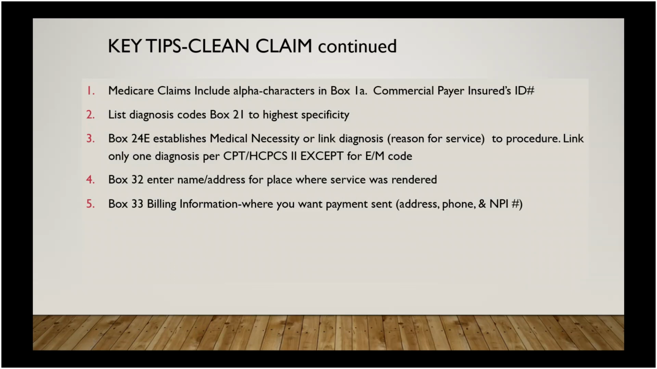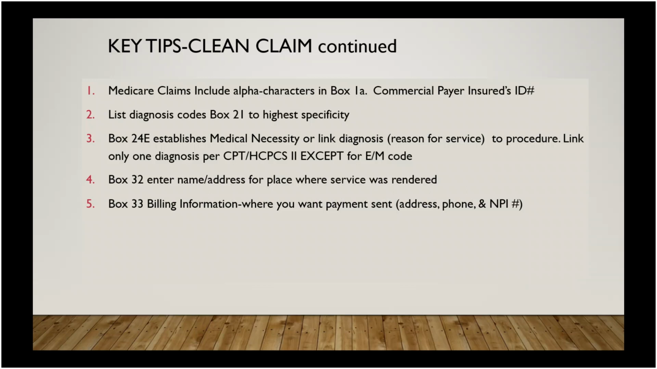Continuing on with what we need, Medicare claims include alpha characters in box 1A. Commercial payers need their insurance ID numbers placed there. List diagnosis codes in box 21 to the highest specificity. So again, if we have 7 characters, we want to make sure we get all 7 characters in there. Box 24E establishes medical necessity or links the diagnosis, the reason for service, to the procedure. So you're going to take box 21 and link it in column 24E to the appropriate HCPCS or CPT code.